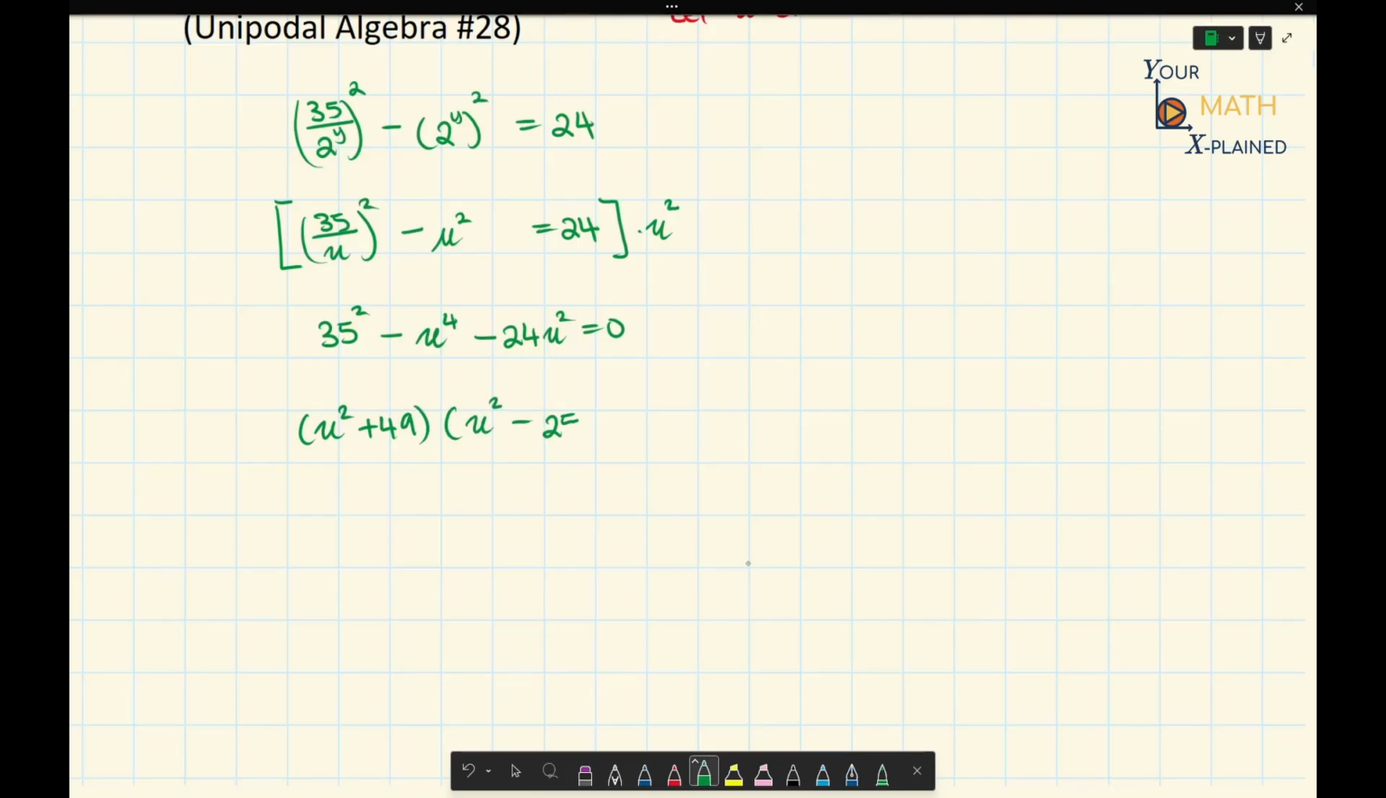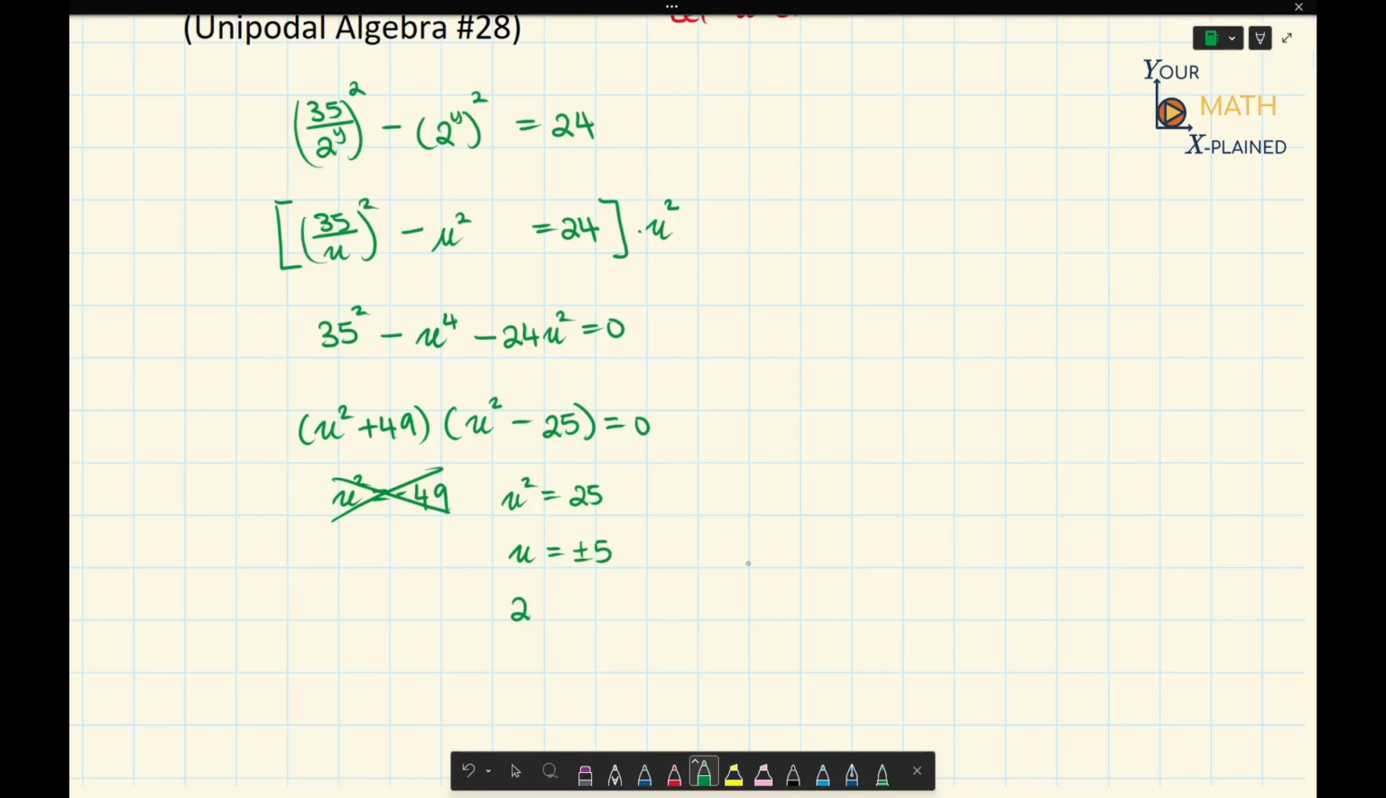which means we get u squared is equal to negative 49 or u squared is equal to 25. But we know that the square of a number can never equal a negative number, so we have no solutions here. And then for the second one, we get u is equal to plus or minus 5. But remember that we did a substitution before, so now we have to substitute that back. And u is equal to 2 to the power of y.